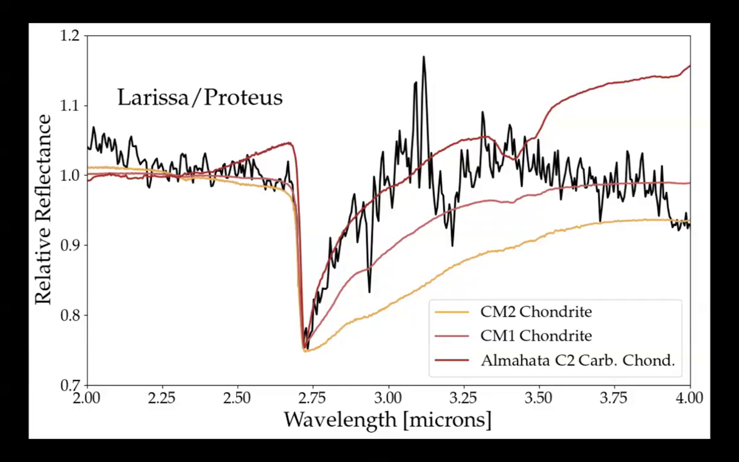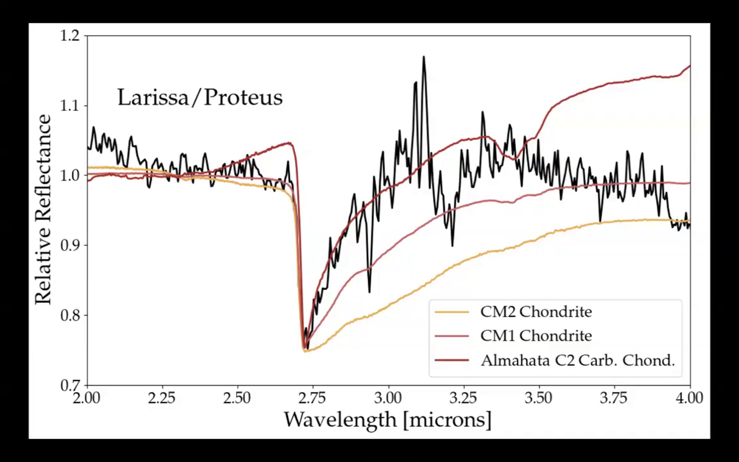Anyone who's looked at the spectra of hydrated minerals should immediately recognize this very distinct check mark-like feature, which is very typical of hydrated minerals in the asteroid belt. Not something we would have ever expected to see at Neptune. This was a totally unexpected result for us. And if we plot various chondrites, typically CM chondrites are considered to be an outer solar system-like material, we find that dividing Larissa by Proteus gives us a decent match to some of these chondrites.